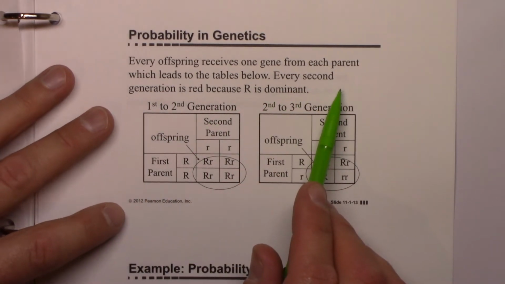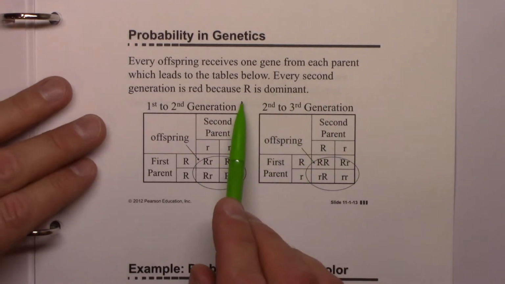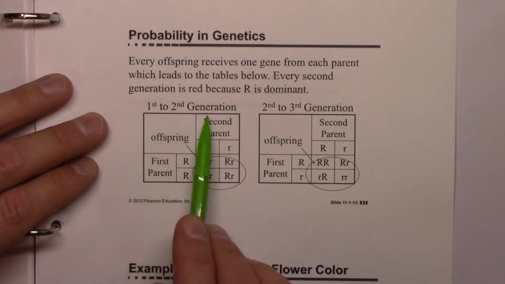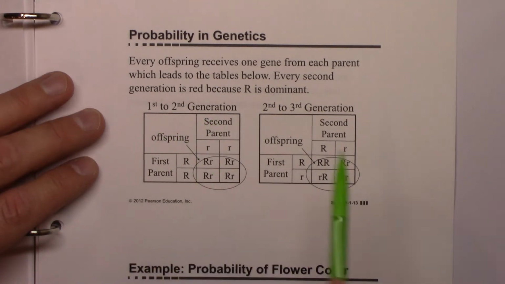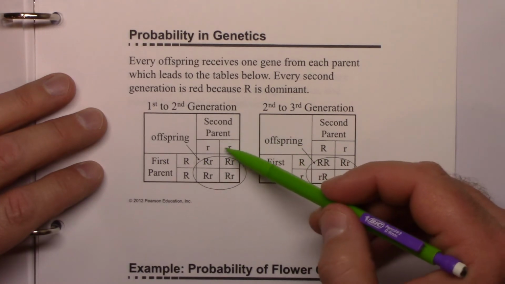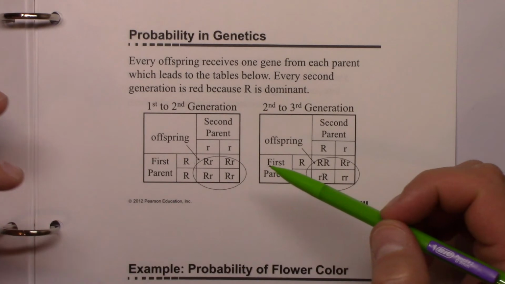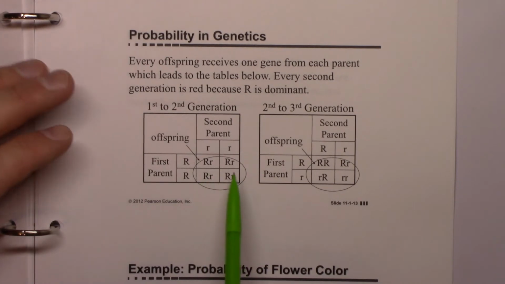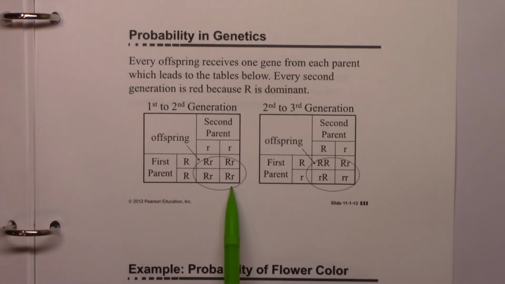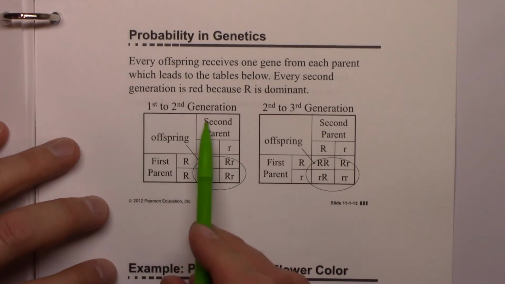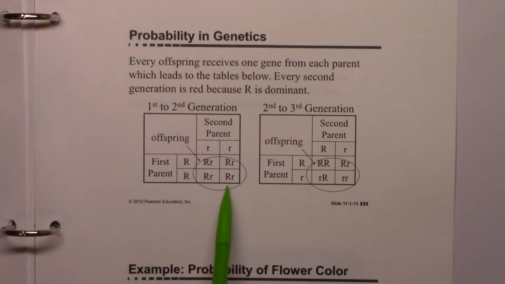Every second generation is red because R is dominant. So imagine the first to second generation. The first parent is pure red and the second parent is pure white. Now when you cross those together, every offspring is half and half, a red and a white gene. Because the red gene is dominant, all of the offspring in that first to second generation will end up red.